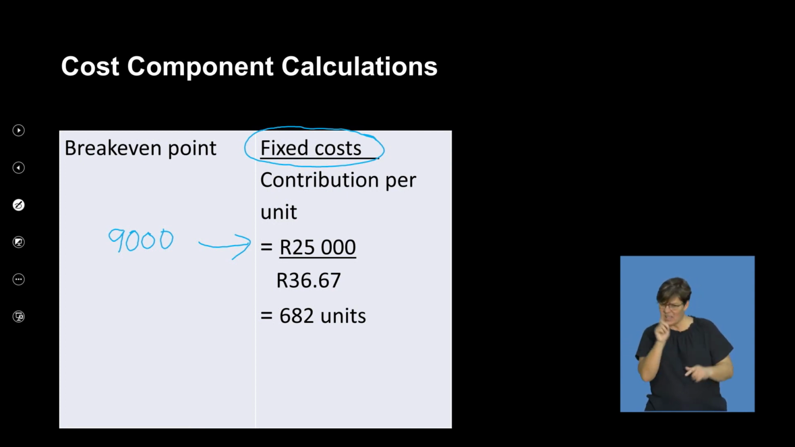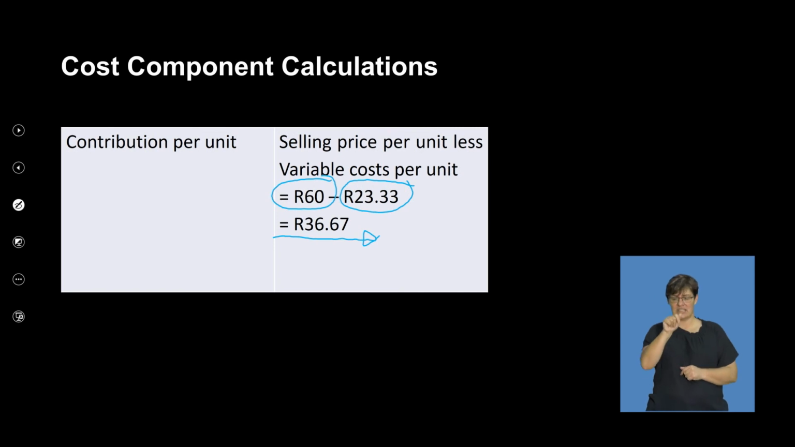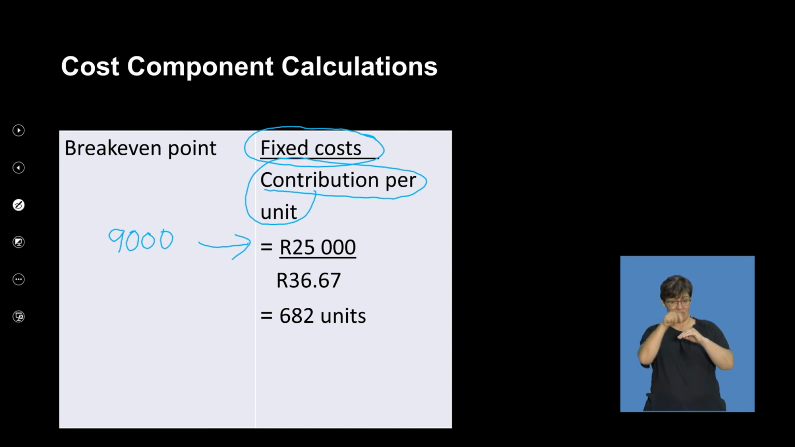What do I divide it by? And that's the important part. I divide it by my contribution per unit. Remember, we worked it out just now. Let me take you back there. Remember, there it is, 36.67. Therefore, divided by 36.67. Now notice something very, very important here.